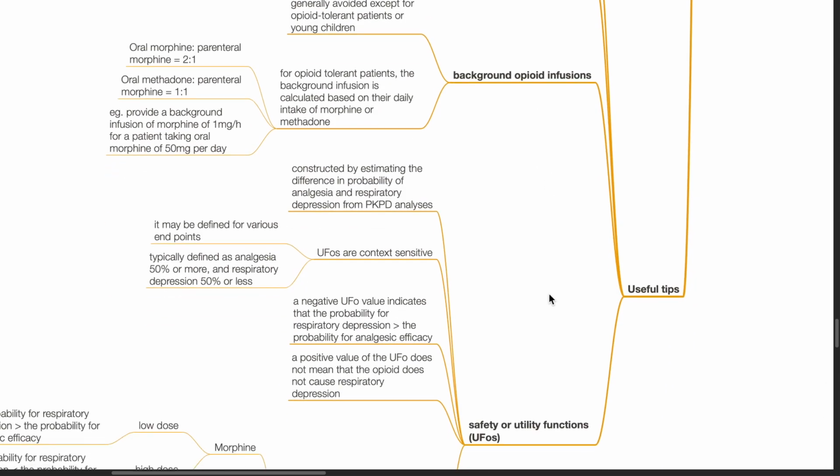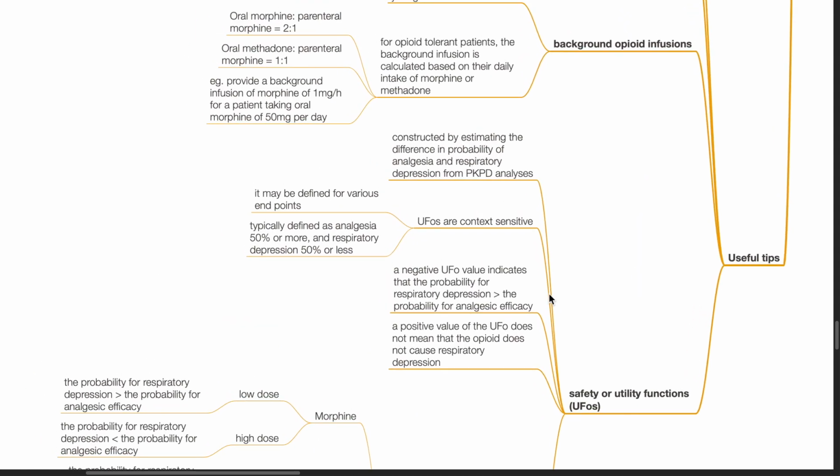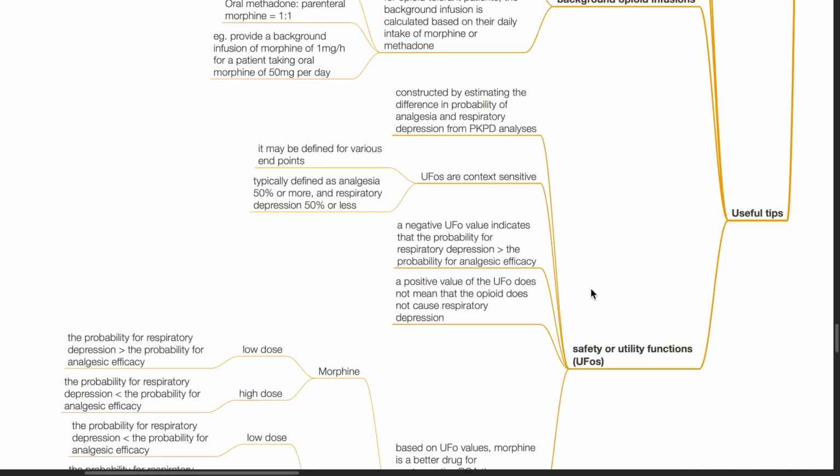Safety or utility functions, or UFOs. This is constructed by estimating the difference in probability of analgesia and respiratory depression from pharmacokinetic and pharmacodynamic analysis. UFOs are context sensitive. It may be defined for various endpoints. Typically, it is defined as analgesia at 50% or more and respiratory depression at 50% or less.